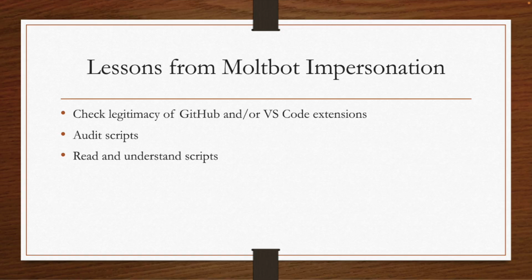Now, for the most important part of the presentation, what can we learn from the Moltbot impersonation? As users, we have to check the legitimacy of GitHub, VS Code extensions, and just anything we download and want to use. If we check the legitimacy, we can make sure everything is safe. And that goes hand in hand with auditing scripts in order to look for any suspicious code in there, or if you want to go the extra mile, trying to read and understand the scripts in order to make sure that you know for a fact that there is no malicious software in there.